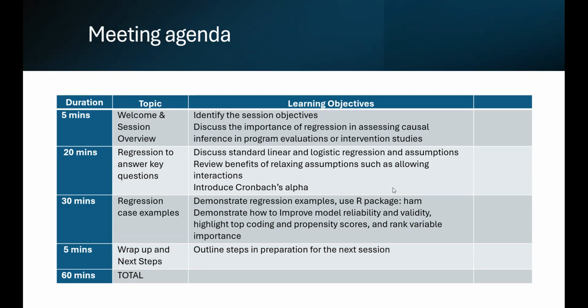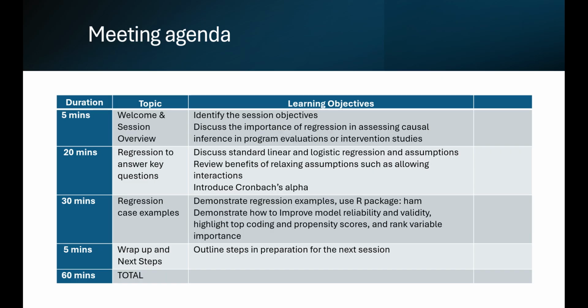And today's meeting agenda for the first 5 minutes, we're going to identify the session objectives and discuss the importance of regression in assessing causal inference. And then for the first part of the discussion, we'll discuss standard linear and logistic regression and assumptions. And we'll review the benefits of relaxing assumptions, such as allowing interactions, and we'll introduce Cronbach's alpha.